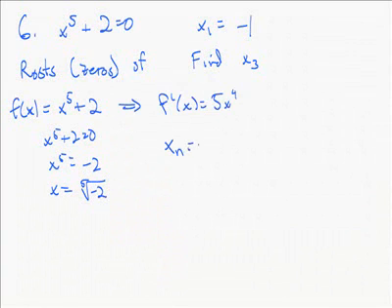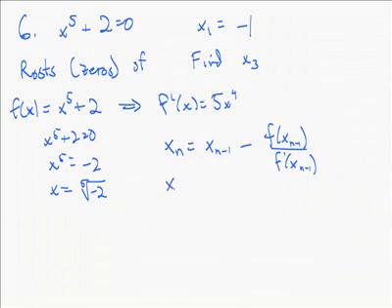Now remember that x sub n is equal to x sub n minus 1, the previous guess, minus f of x sub n minus 1 over f prime of x sub n minus 1. There's our Newton's method, or you can think of it as x sub n plus 1 equals x sub n minus f of x sub n over f prime of x sub n. So x sub 2 is going to be x sub 1 minus f of x sub 1 divided by f prime of x sub 1.